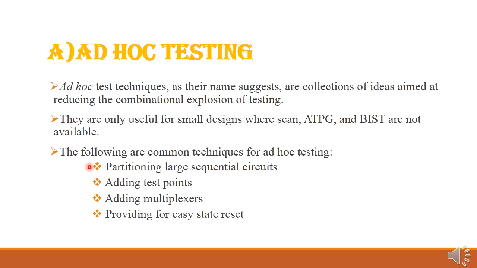The following are the common techniques for ad hoc testing. First one is partitioning large sequential circuits. Second one is adding test points. Third one is adding multiplexers. And fourth one is providing for easy state reset. Large sequential circuits can be partitioned and then testing is performed. If you have a very complex circuit, we can add test points at several places in order to find out the result. Then adding multiplexers. Similarly, providing for easy state reset: if you want to give a reset value, that also we can easily give.